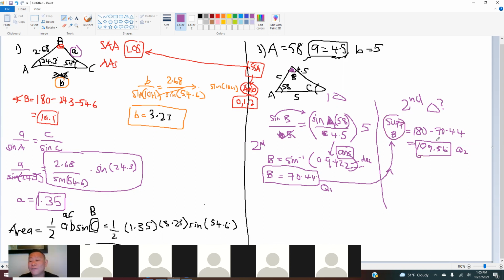And we want to figure out if this angle exists or not. How do you know if this angle exists or not? We use the basic rule of triangles. You sum all the angles. Your sum should be what? 180 degrees, right? So since we know 109.56 is angle B, and we know angle A is 58, when you add 58 with the 109.56, is this number greater than 180 degrees?